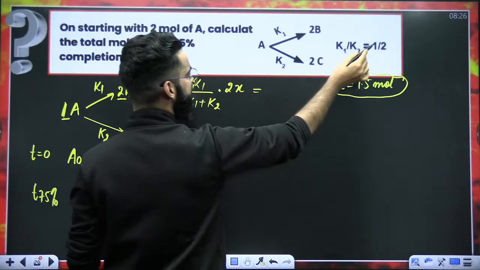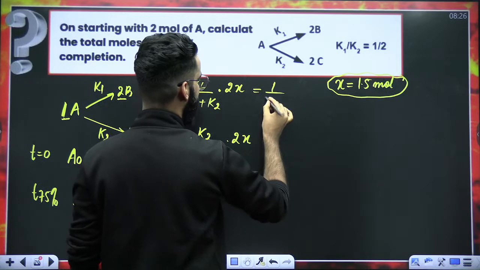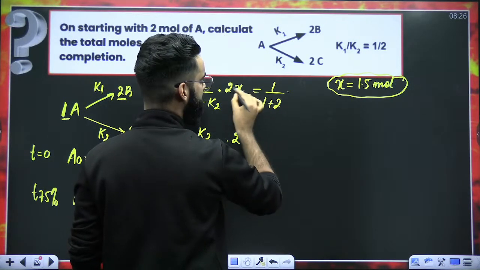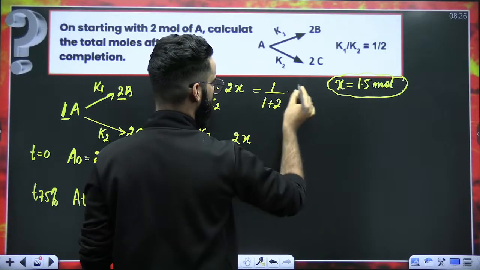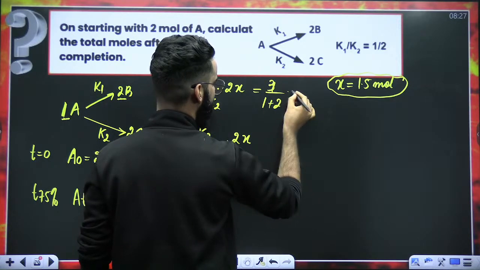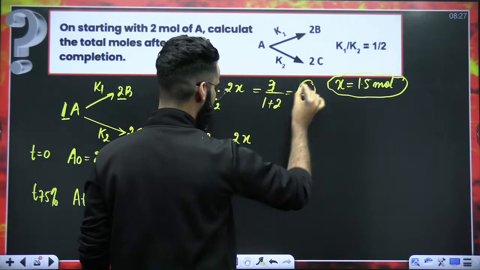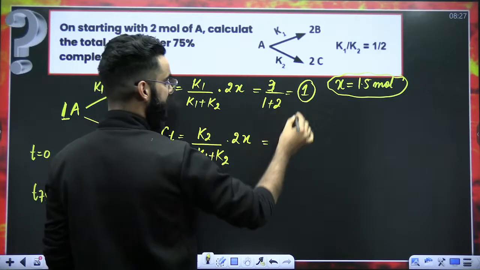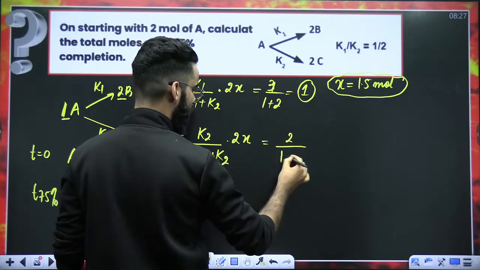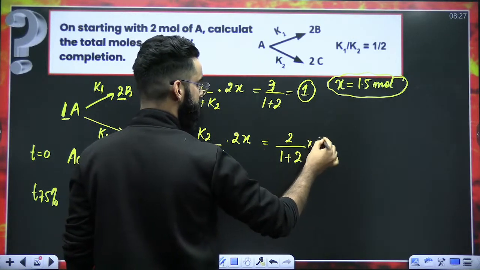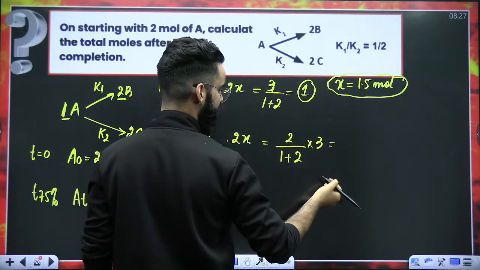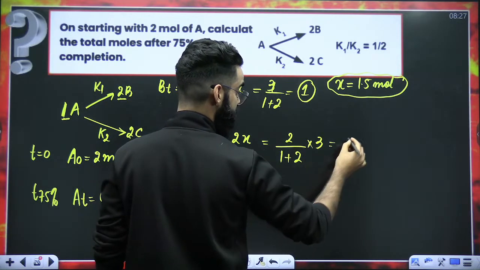See, K1 by K2 is 1 by 2. So this is 1 divided by 1 plus 2, multiplied by 2x. 2 into x is 2 into 1.5, which is 3. So this is 3 divided by 3, which comes out to be 1. Right? Similarly, for K2, this will be 2 divided by 1 plus 2, times 2x, which is 3. So 3 2s are 6, and 6 divided by 3 is 2.